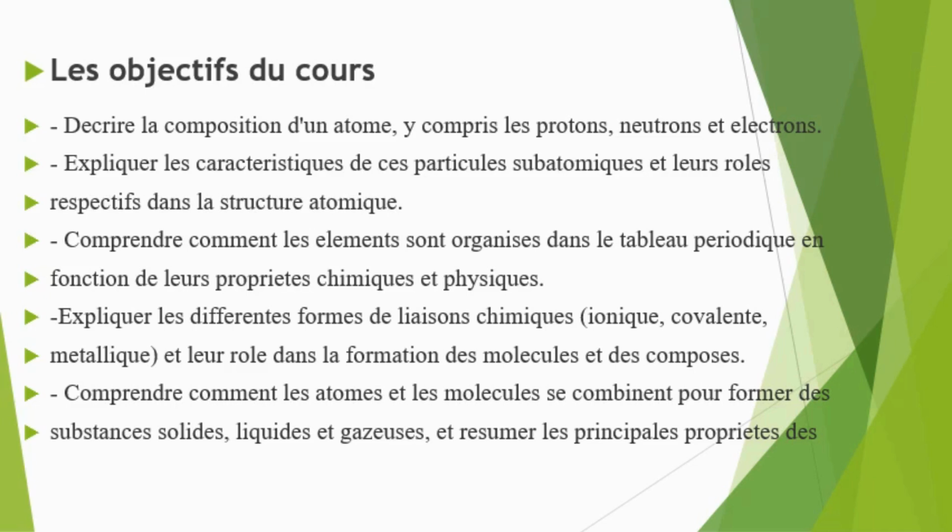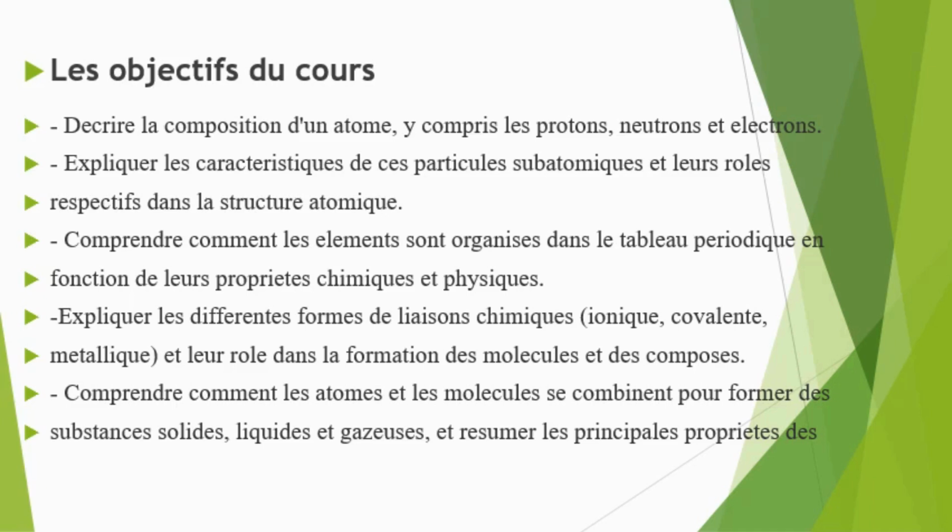Expliquer les différentes formes de liaisons chimiques, ioniques, covalentes, métalliques et leur rôle dans la formation des molécules et des composés. Here we call it the chemical bonds. We have the ionic, covalent, and metallic. So we try to define the three types of chemical bonds and their roles in the formation of various molecules and composition also. Definitions exactly and their role in the formation of molecules.